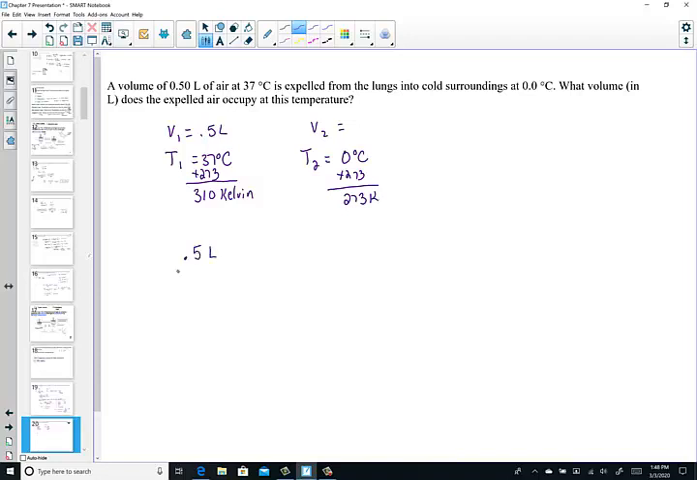V1, 0.5 liters, set over T1, 310 Kelvin units, is equal to V2, our variable that we're targeting, when T2 has cooled to 273 Kelvin. Cross multiply to isolate V2.